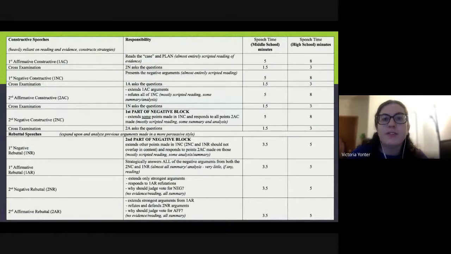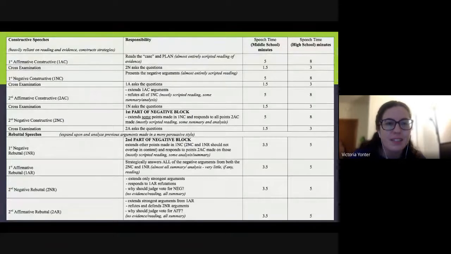So now the speech by speech. Constructive speeches, as we said, rely heavily on reading evidence, and they construct strategies. The 1AC reads the plan and the case, almost entirely scripted. In cross-examination, the 2N asks the question, because as we said before, the person who asked the question is the person not about to speak.